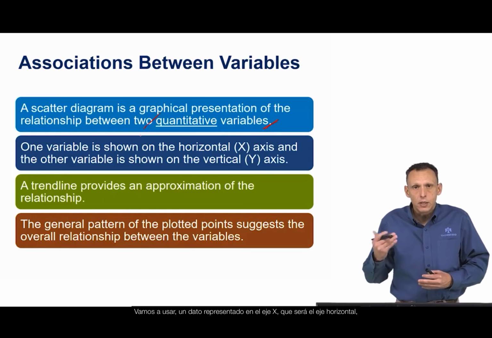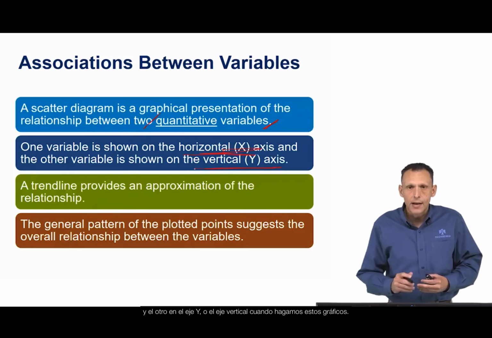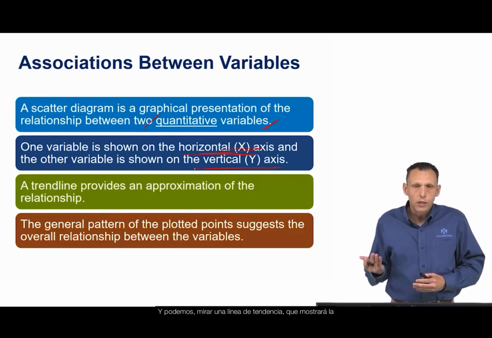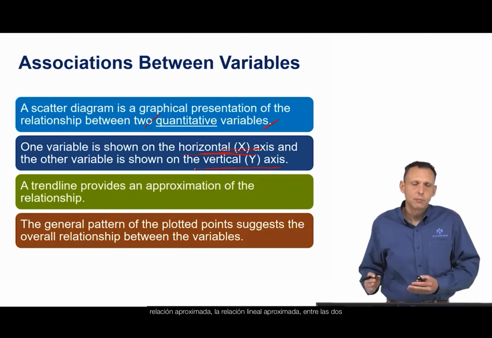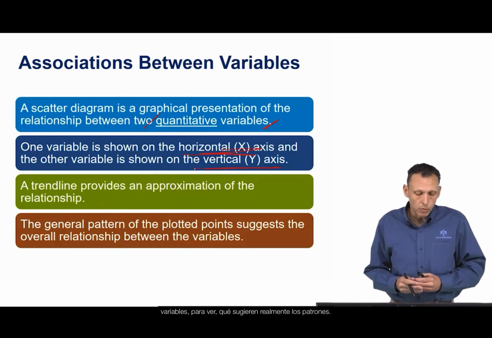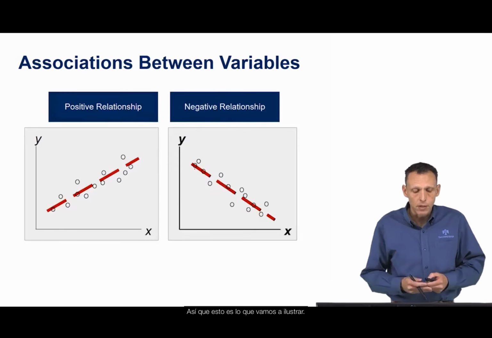We're going to be using one variable represented on the x-axis, which will be the horizontal axis, and the other on the y-axis, or the vertical axis, when we actually do these plots. And we can look at a trend line, which will show the approximate linear relationship between the two variables to see what the patterns actually suggest. So this is what we're going to be illustrating.